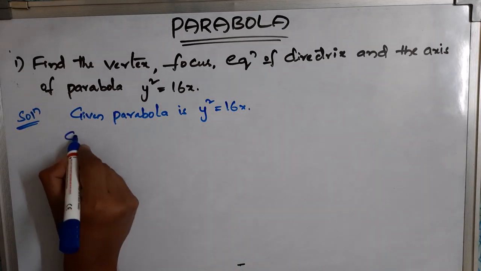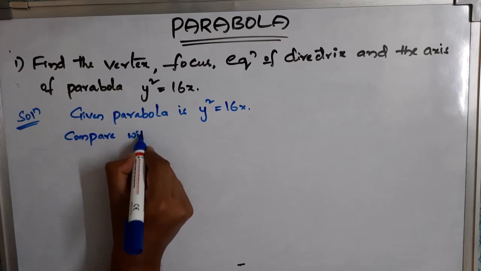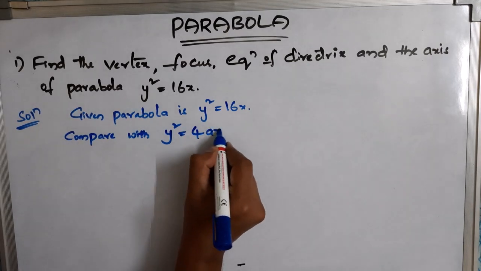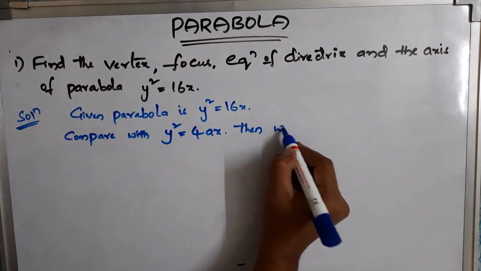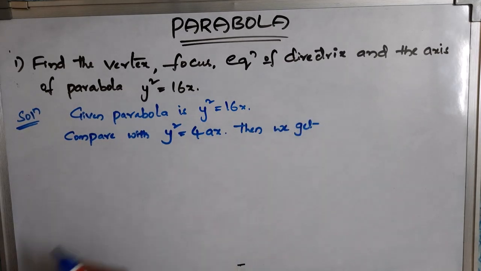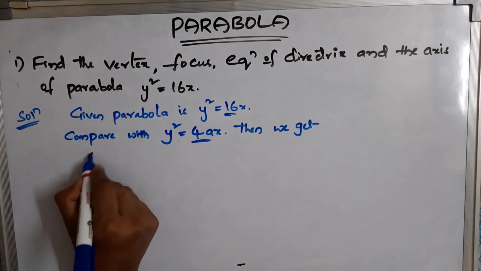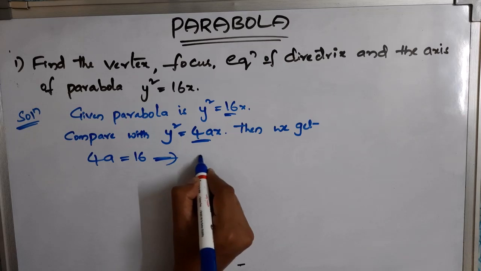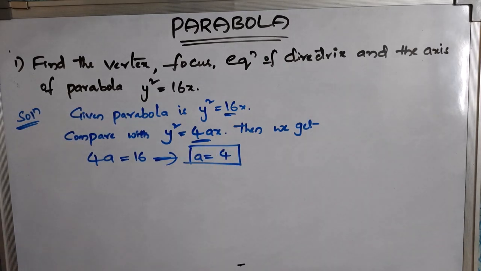Just compare this parabola with y square is equals to 4ax. Then what we get? Then we get 4a is equals to 16. That means a is equals to 4. So the value of a is 4, right?